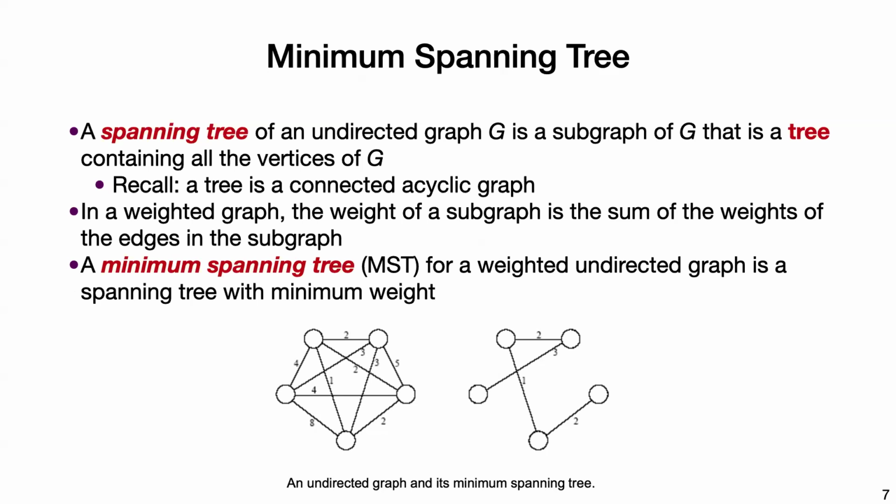So this is an example. Suppose we have this graph. This is well connected. These are the edges. This edge has weight 4, this edge has weight 2, and so on. And this is a picture of a minimum spanning tree on that graph. It connects all the vertices, but it's acyclic. The minimum spanning tree is not necessarily unique. It just has to be a minimum spanning tree.